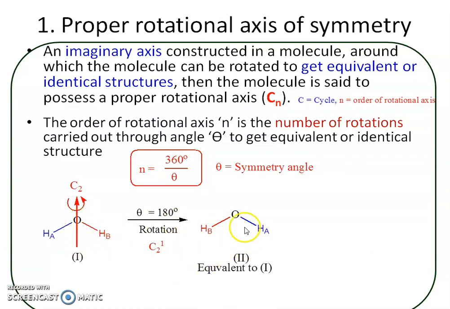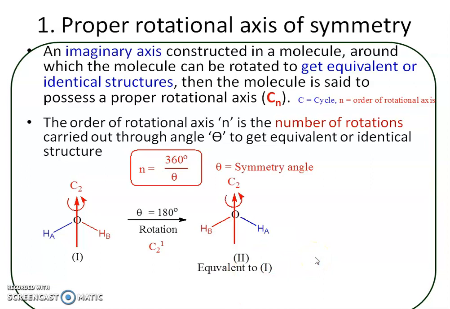Orientation will be the same. Orientation is the same means all the 3 atoms are on the same plane, 2 bonds are on the same plane, positions of hydrogens are also the same, but these are not identical but equivalent. A hydrogen is going to the right side and B hydrogen is coming to the left side. So this is an equivalent structure.